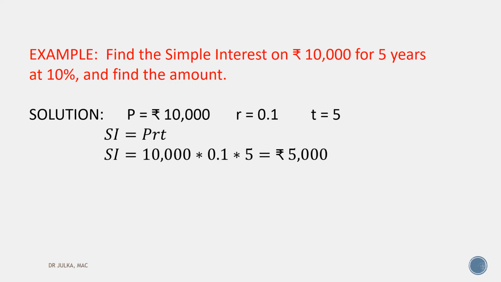We know that simple interest is P into R into T. Here principal is 10,000, rate of interest 10%, that is 0.1, and the time is 5. If we multiply all these three, we will get a simple interest of rupees 5,000.